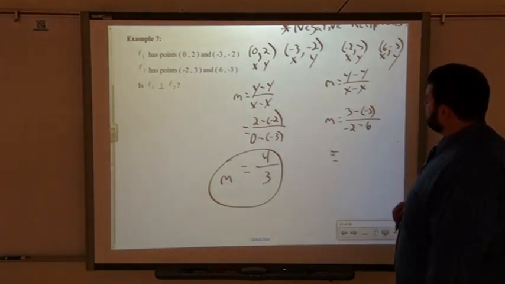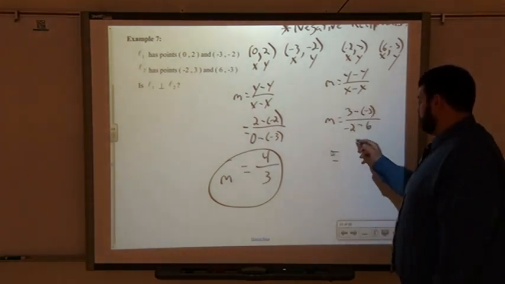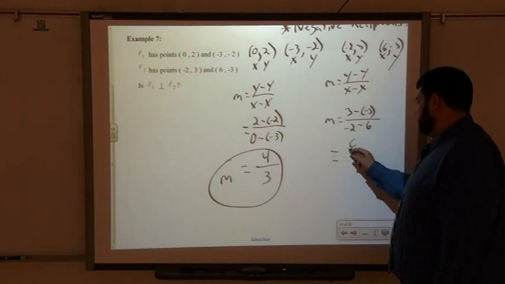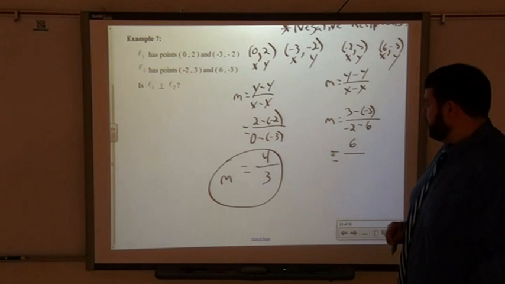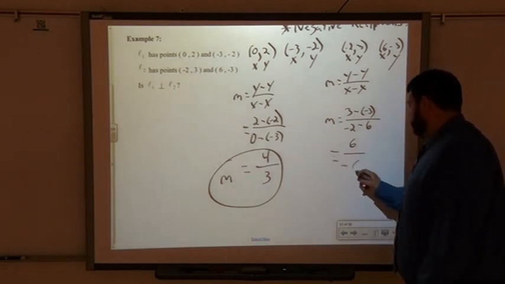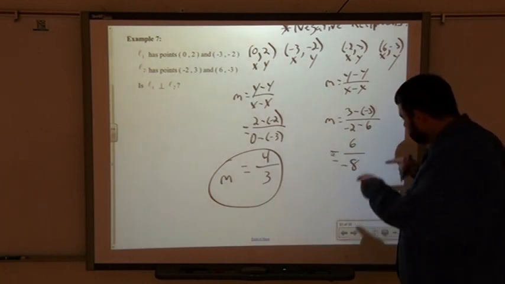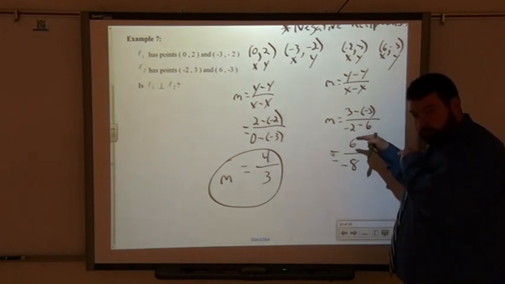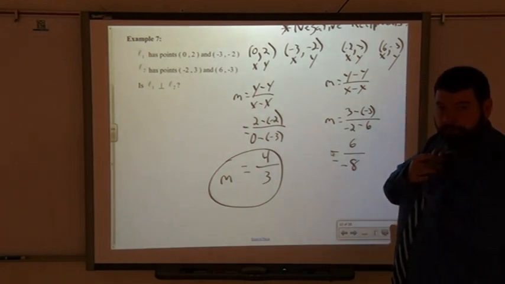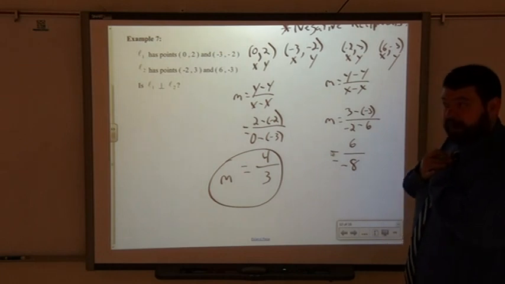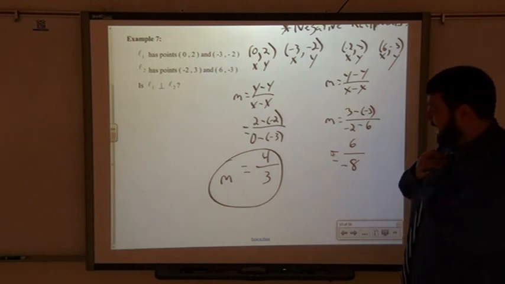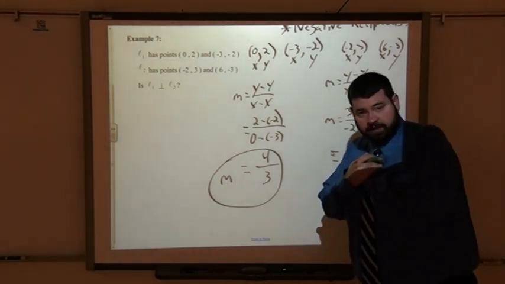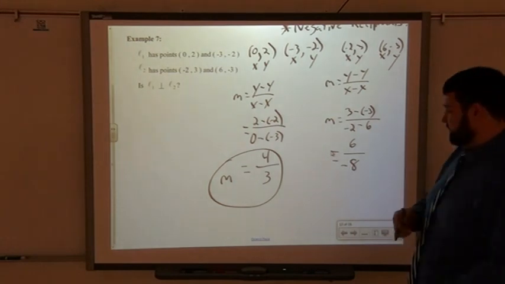Okay? 3 minus a -3 is the same as saying 3 plus 3, which is 6. -2 minus 6: if you borrow $2 from me and then you borrow 6 more, that means you owe me 8. Fourth secret phrase, fill the peddler. Fill the peddler. Now look at this number. Can I reduce it? Yes. You have to be able to see that. Otherwise, put it in your calculator, because you must reduce your fractions.